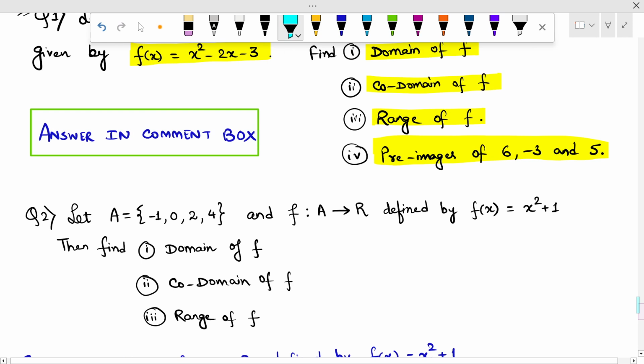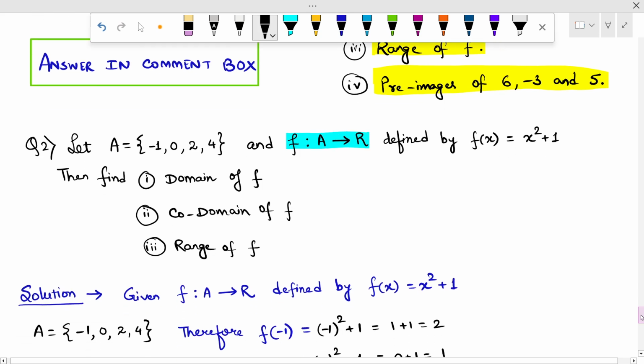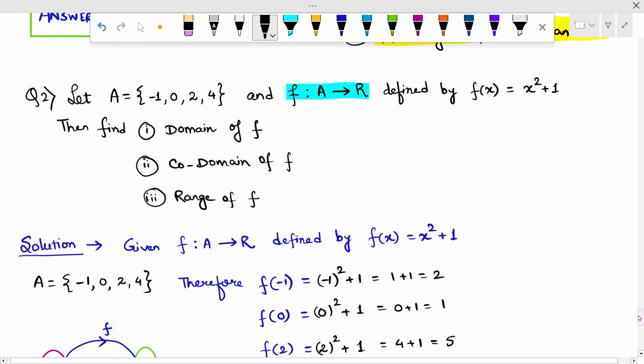Next, question number 2. Let A be a set and f be a function from A to R defined by f(x) equals x square plus 1. We need to find the domain of f, codomain of f, and range of f, right? Now, how to find this? First of all, we need to check whether this f is a function or not.